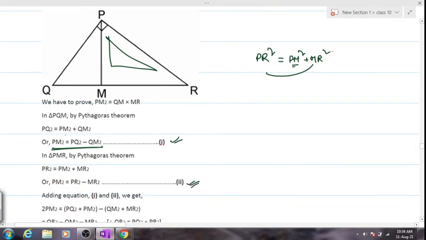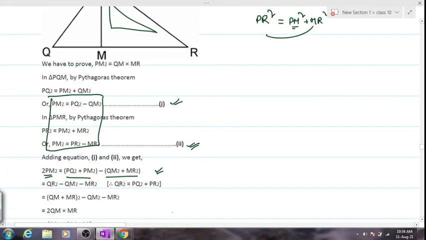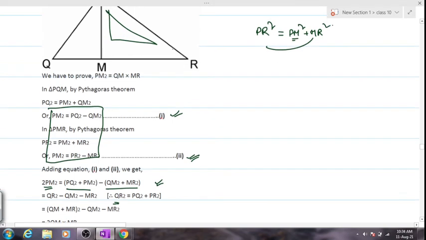Then again, can we add both equations? You can add up both the equations. We'll get 2PM square is equal to PQ square plus PM square and QM square plus MR square. Yes or no? Now 2PM square will become as it is, and QR, look at it very carefully, QR square can be written as PQ square plus PR square. Yes or no?